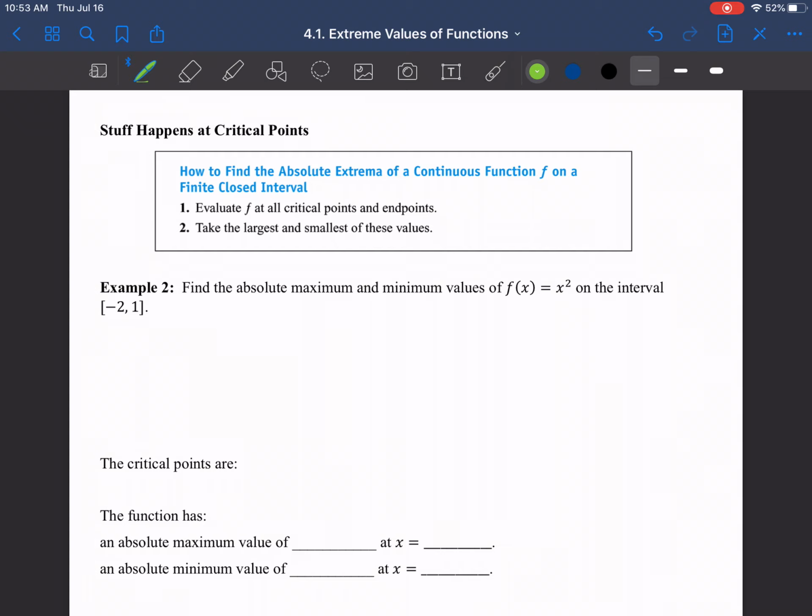How to find the absolute extrema of a continuous function f on a finite closed interval. You evaluate f at all critical points and endpoints, you find all their values, and you take the largest and smallest of these values. That's pretty much it. So let's take a look here. Find the absolute maximum and minimum values of f of x equals x squared on the interval -2 to 1.